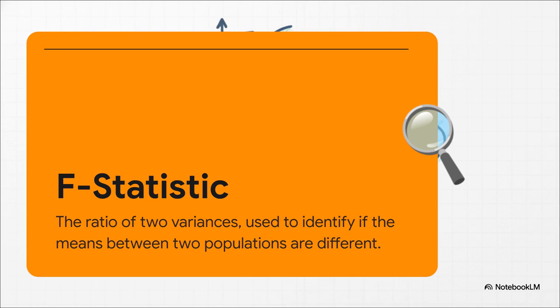So if the F-distribution is our map, then the F-statistic is our "you are here" pin. It's the one specific value that we calculate from our own data. And the formula? It's beautifully simple. It's just the variance of one group divided by the variance of the other. That one number tells us exactly where we've landed on that big probability map.